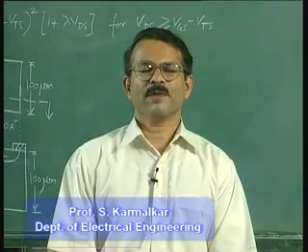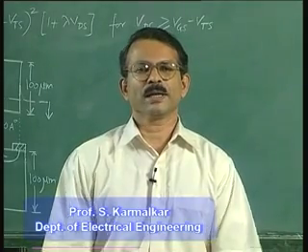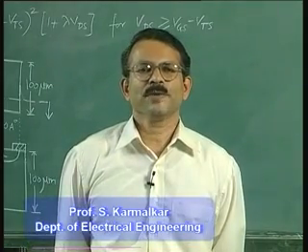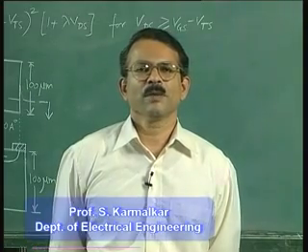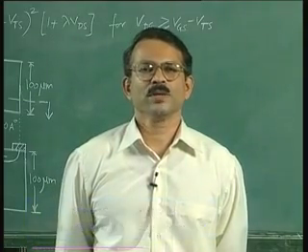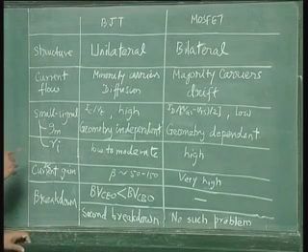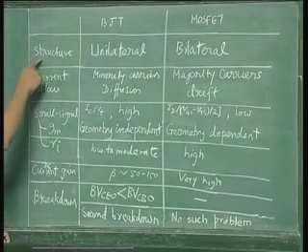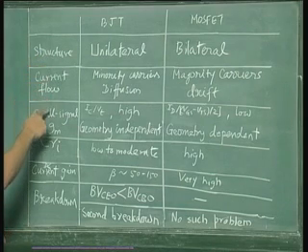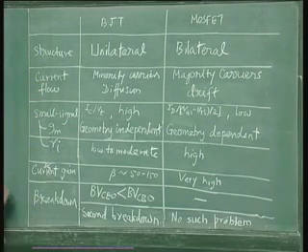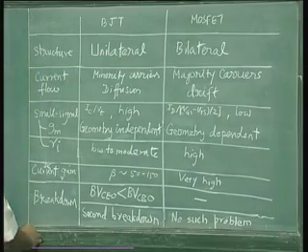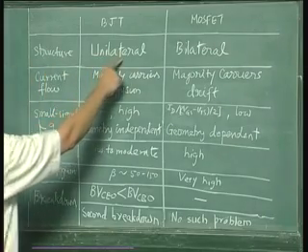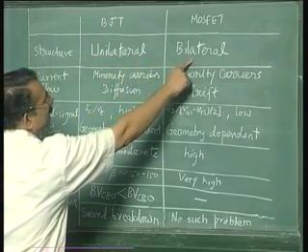Now as a final topic, we will compare the MOSFET along with the BJT. What are the differences in the operation of these two devices? Now here is a table which shows the differences. We have listed the various aspects of the two devices that we are comparing in this column. Let us take the first, the structure of the device. The BJT is unilateral device, whereas the MOSFET is bilateral.